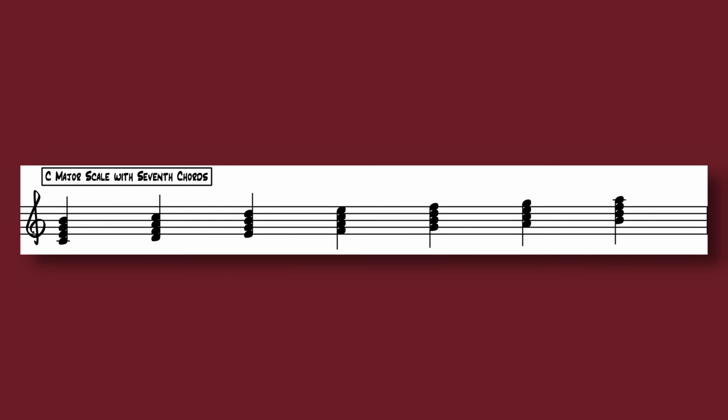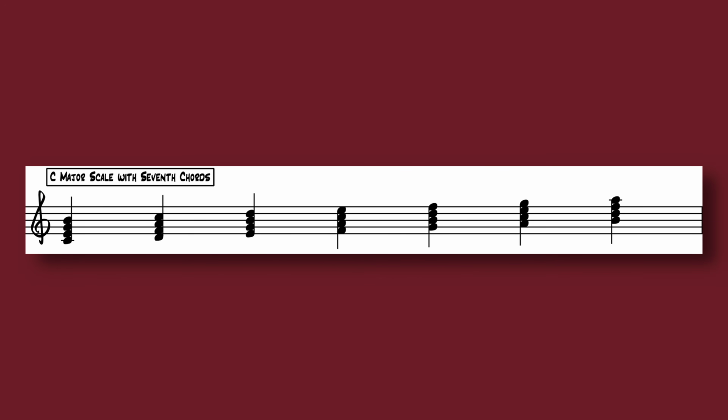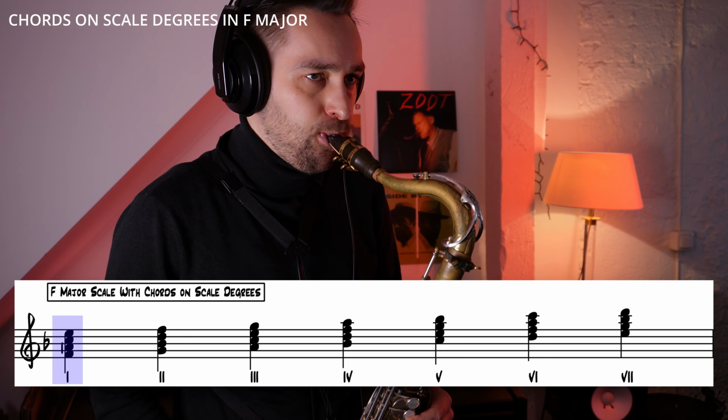So again, learning the 2-5-1 progression in many keys is one of the foundational things you need to do to understand jazz theory better. Of course, there are more things to practice, like for example the chords on the different scale degrees of the major scale. You can practice this as well in C major and then also in other keys.